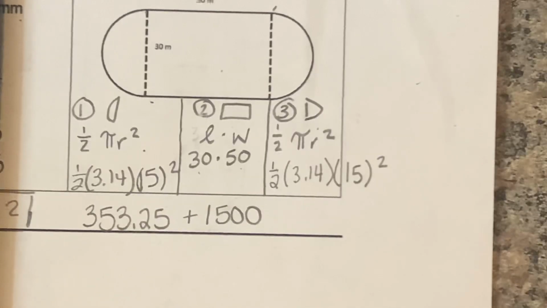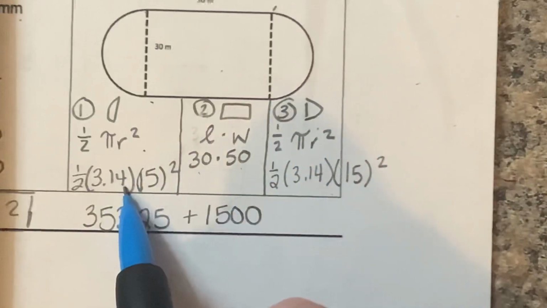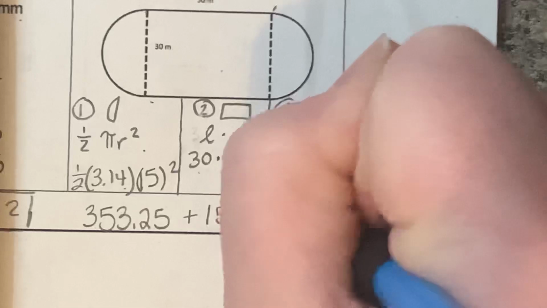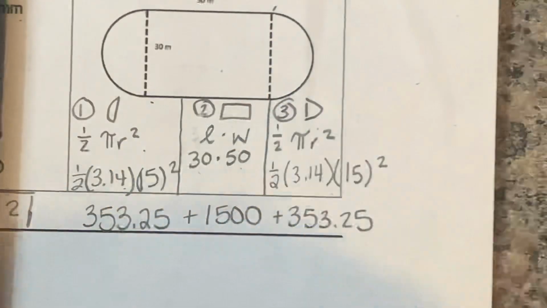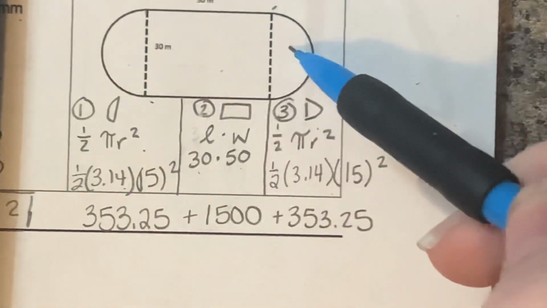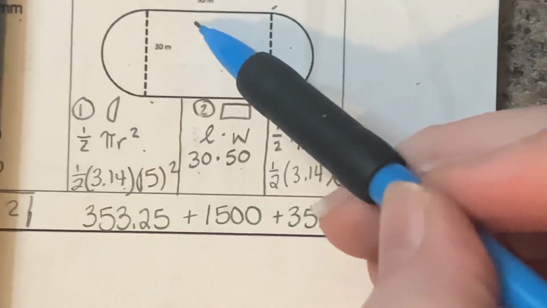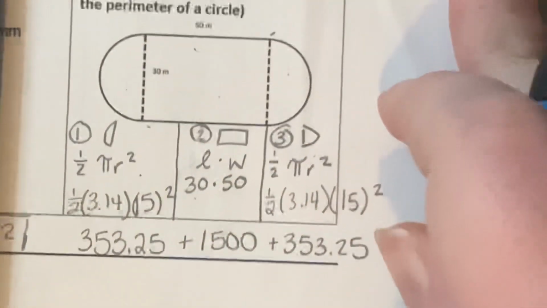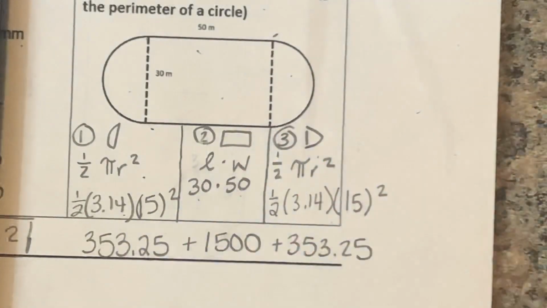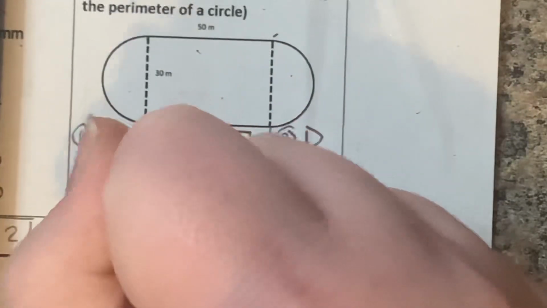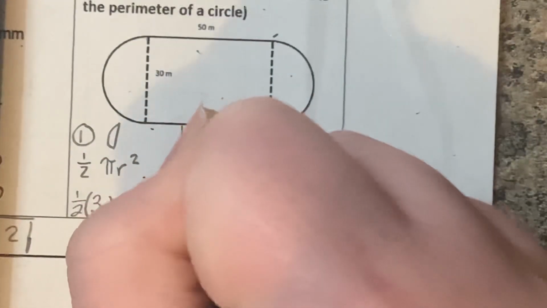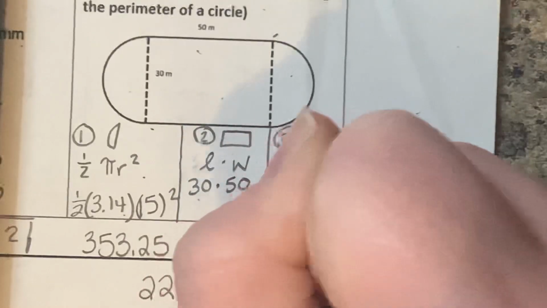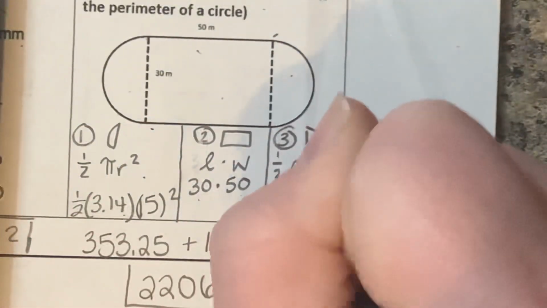Now, some of you are probably yelling at the computer screen, Miss Bond, we already did that. And you're right. This problem is exactly the same as this problem. So you can save yourself the step and just write the same area. Now, because I'm taking the 2 half circles and I'm adding them to the rectangle, I'm not taking anything out, I'm not subtracting, I'm going to go ahead and add those 3 numbers up. And I get 2206.5, don't forget your unit, meters squared.